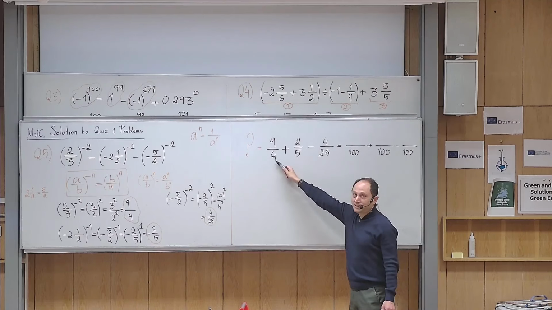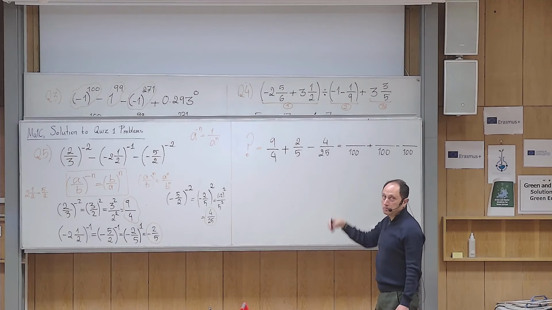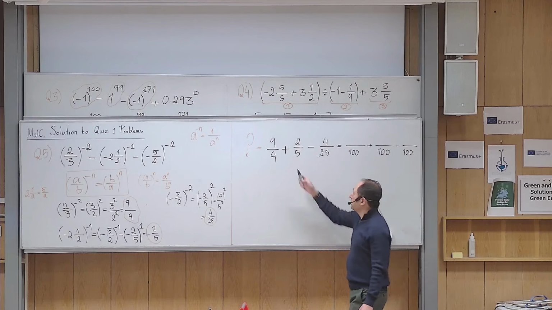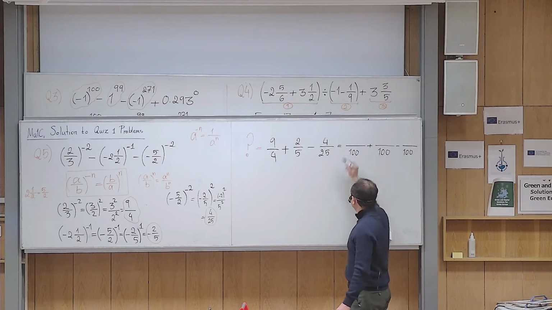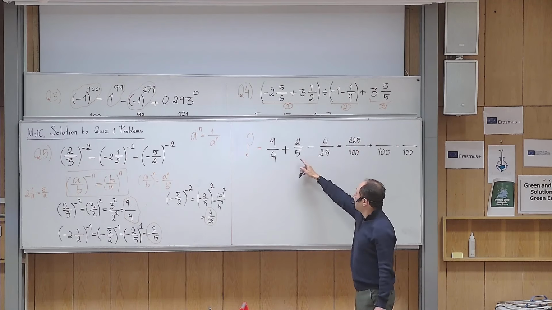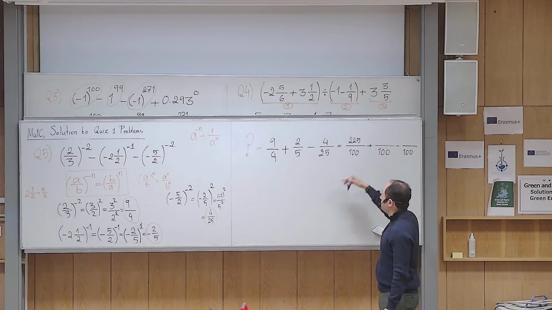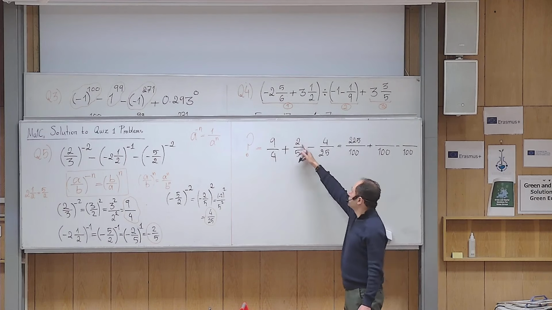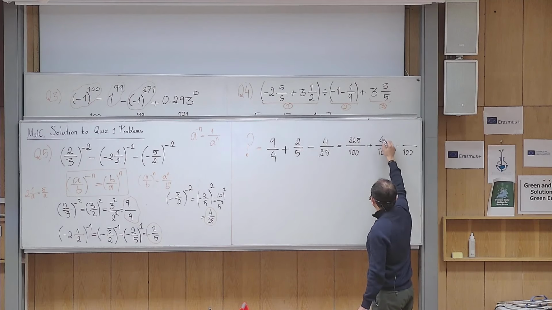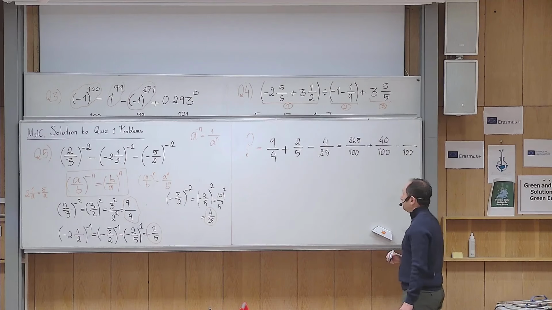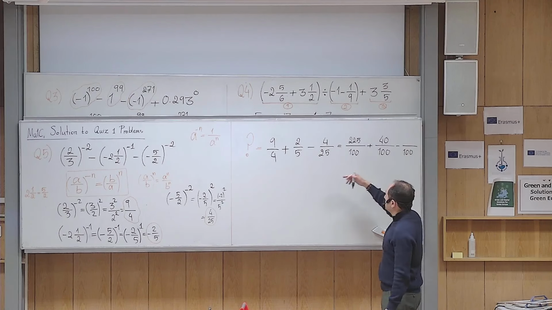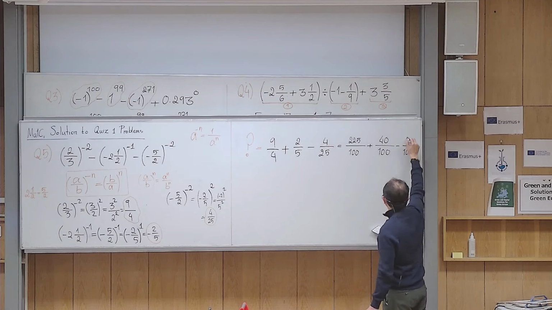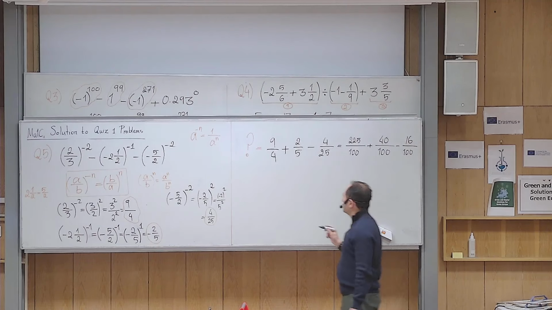So 4 has turned into 100 by being multiplied by 25. So I have to multiply the numerator by 25. So 25 times 9 is 225. And then 5 has turned into 100 by being multiplied by 20. So I have to multiply the numerator by 20. So it becomes 40. And then 25 has turned into 100 by being multiplied by 4. So I multiply this by 4 as well. So it becomes 16. And now it is fairly easy to do.